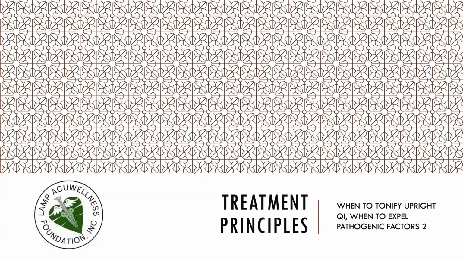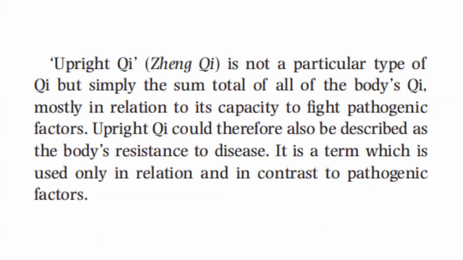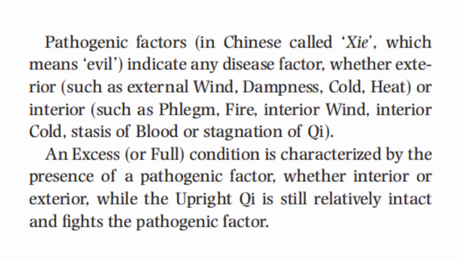We continue with treatment principles, when to tonify upright qi, and when to expel pathogenic factors, the second part. Upright qi is not a particular type of qi, but simply the sum total of all the body's qi, mostly in relation to its capacity to fight pathogenic factors. Upright qi could therefore also be described as the body's resistance to disease. It is a term which is used only in relation and in contrast to pathogenic factors.